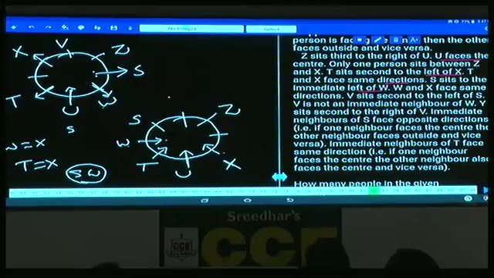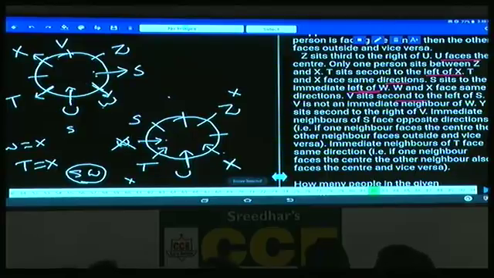If S is seated here, S sits to the immediate left of W, and W and X are facing the same direction. Then what is the other information here? V sits second to the left of S. V must be either here or here, which is not possible. Hence, W cannot be at this place. Are you following this one or not?